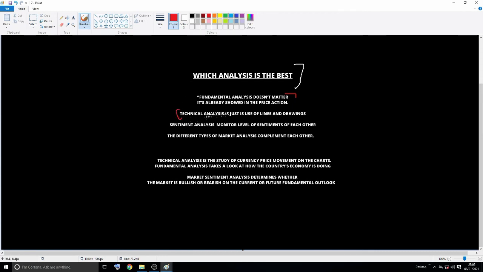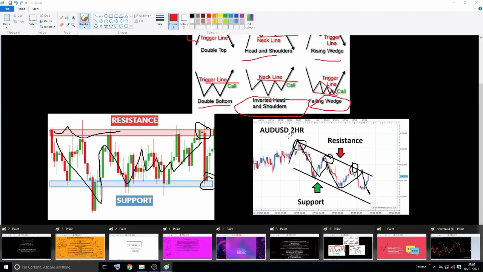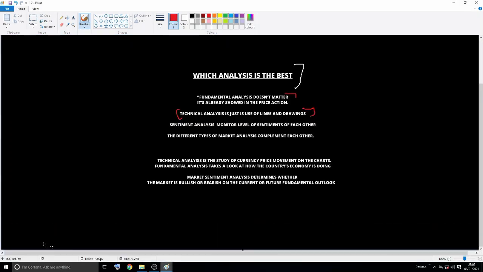Technical analysis is just the use of lines and drawings. As I said here, we are using channels, we are using trend lines, we are using support and resistance, we are just using lines and drawings. The different types of market analysis complement each other. So basically you can need one or you can just need all of them because they complement each other.